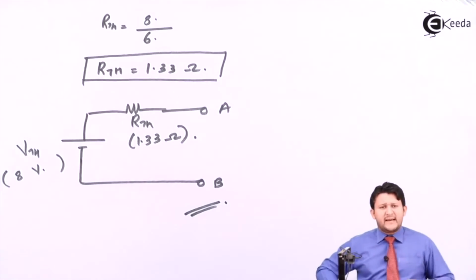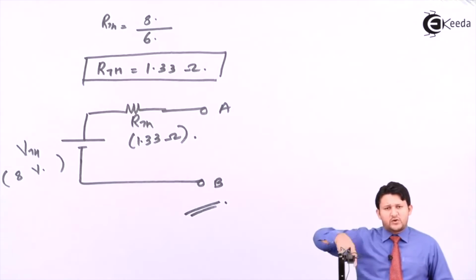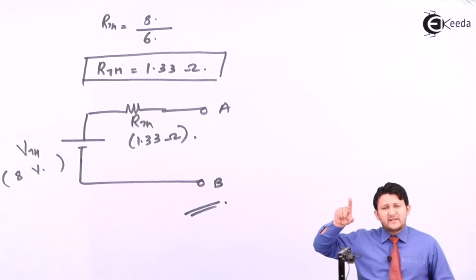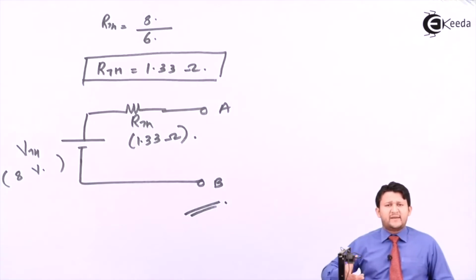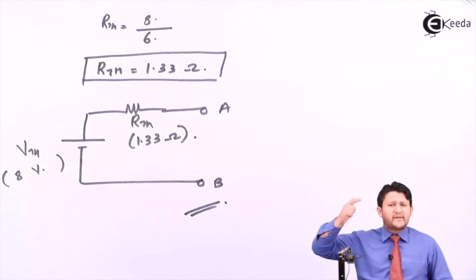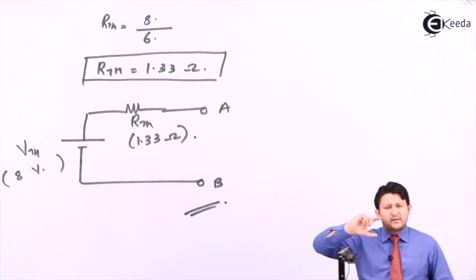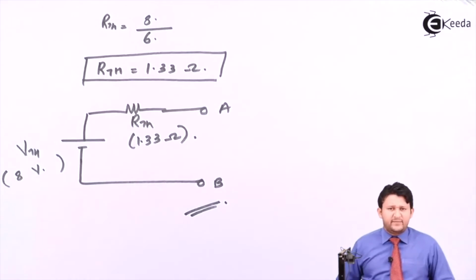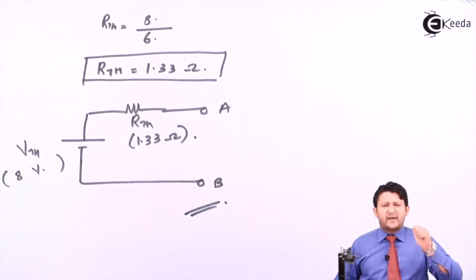Step 2. Step 2 says your A and B should be shorted, so you need to find the short circuit current. That can be solved either by mesh or by supermesh, in both of which conditions you have already studied before. So that will be very easy. Step 2 is very easy. It can be resolved either by mesh or supermesh. That's it, nothing else.